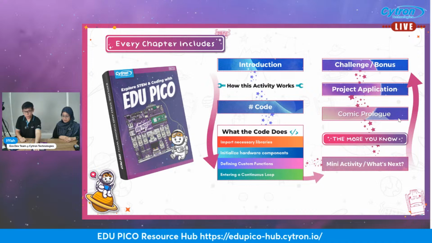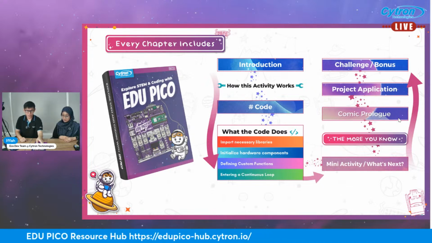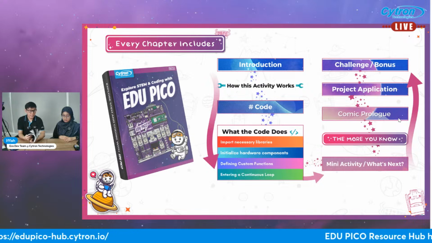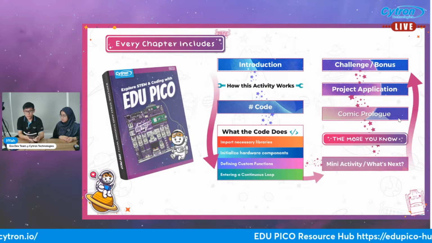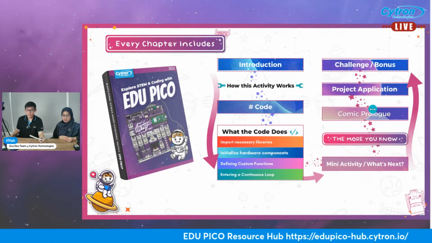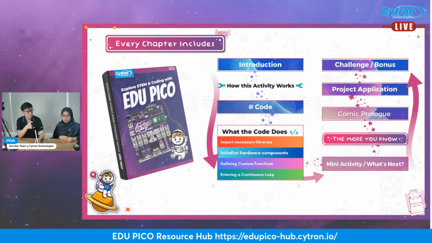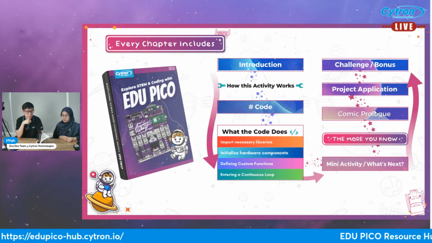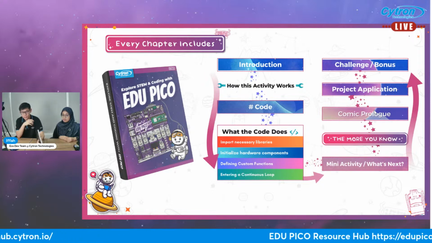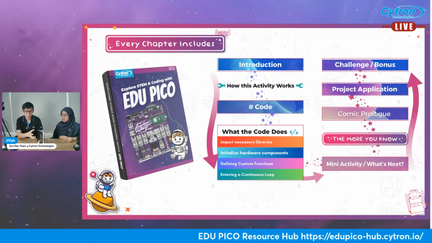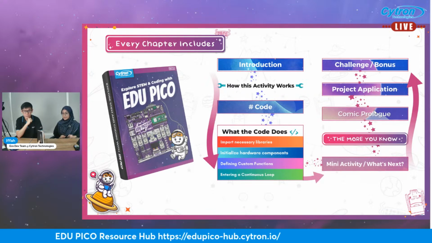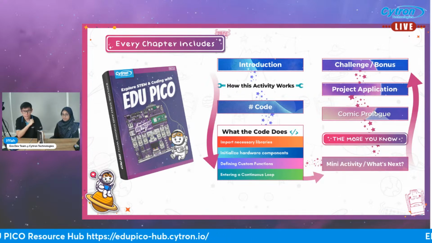So if you have a book, this is how the book works. As you flip through every different chapter, you will see that every activity begins with a very simple introduction. In this introduction, there will be graphics to explain to you the outcome of that project or activity. So that's how this activity works.